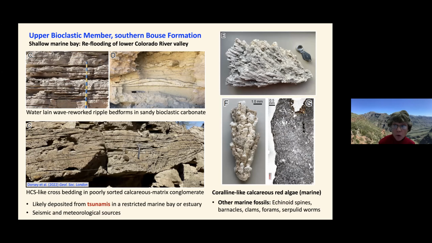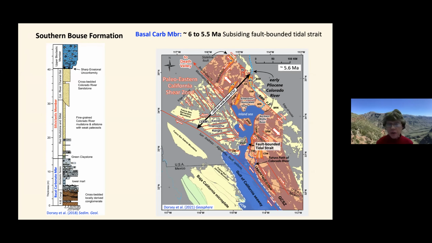So we can look at this then in a paleogeographic reconstruction. And we start with a basal carbonate member at 6 to 5.5 million years ago, which we have shown formed in a fault-bounded subsiding tidal strait, which connected the Gulf of California in the south, including the Fish Creek Vallecito Basin down here, with a larger shallow inland sea in the north.